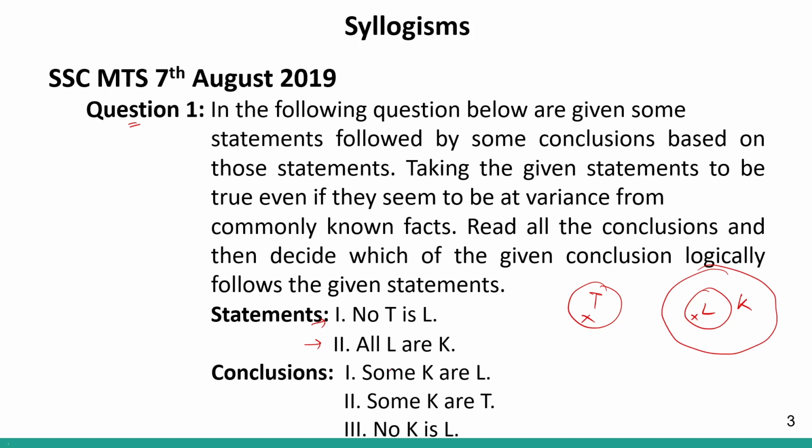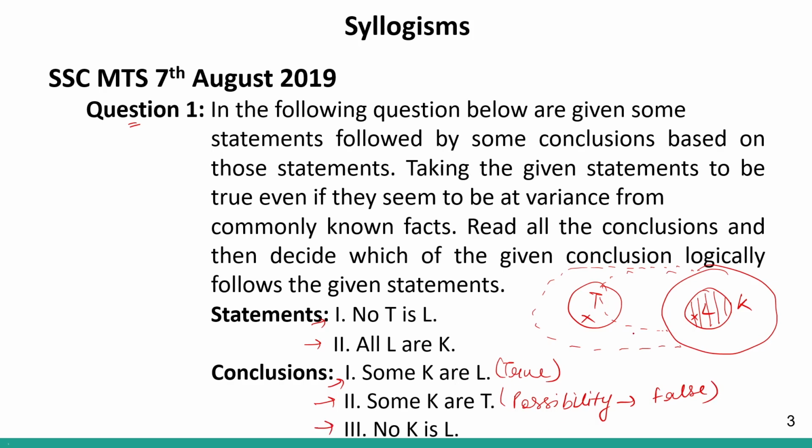Based on this Venn diagram, I have to look at the conclusions. Conclusion number 1 says some K are L. So definitely this portion of K is L. So some K are L is true. Second one says some K are T. Now there is no restriction on K. K can be drawn like this. K can be drawn like this. Correct? So some K are T is a possibility. It may or may not be true, but it is not mentioned in the conclusion that it is a possibility. Therefore, this will be false.